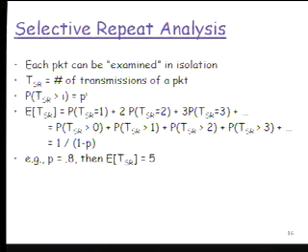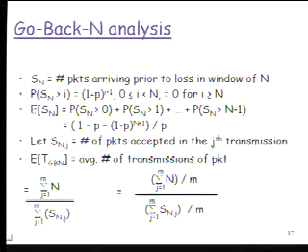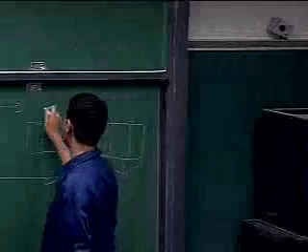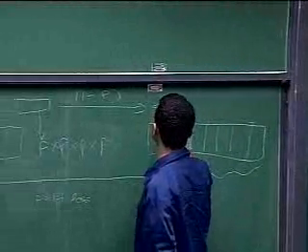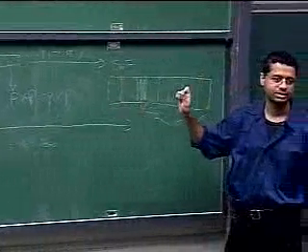Now let's look at an analysis of go back N. So in go back N, we define this quantity Sn, which is the number of packets which arrive prior to a loss in a window of N. So in this scenario, if the third packet was the first packet which got lost, then in the first round Sn is going to be 2.